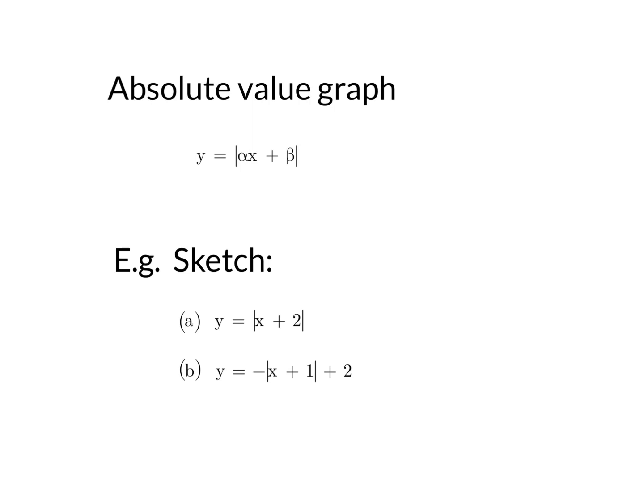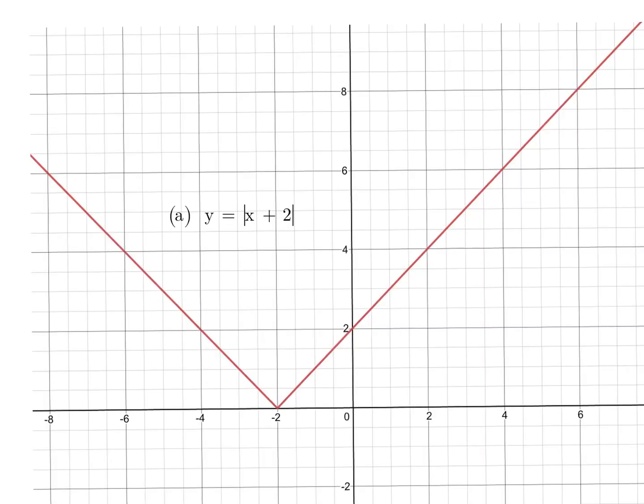What about if we affect the x or affect the function? So let's have a look at two of these types of graph. The first one, y equals the absolute value of x plus 2, and the second one, the negative of the absolute value of x plus 1, plus 2 on the end. With the first one, we have affected the x. So x plus 2 equals 0 means x equals minus 2, so it slides 2 to the left. So the original function slides 2 to the left.